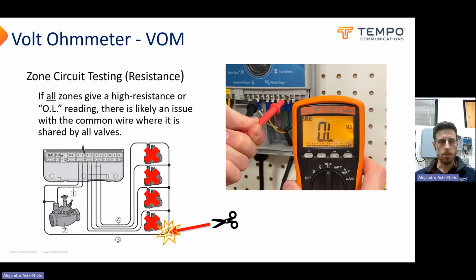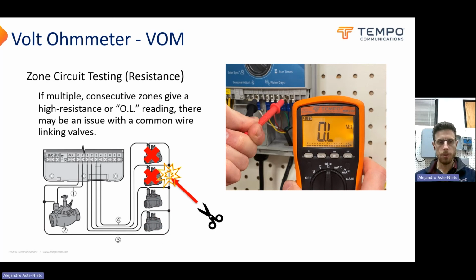So if all the zones are high resistance or OL, like we said earlier, that's an indication of a break in your common. However, if you have consecutive valves that are out, but not all of them, you should probably suspect that it's the common wire after those two failed valves linking to the good ones.